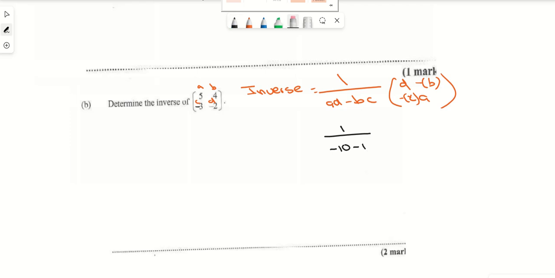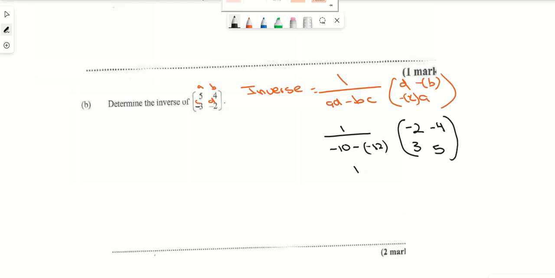Sorry, hold on. Minus 12, right? And then you're going to multiply this by D and A exchanging. So this will be negative 2, 5. You're multiplying B by negative 1, so that's 4 by negative B is minus 4. And C by negative 1, or negative and negative, and a negative is a positive, so it's positive 3, right?